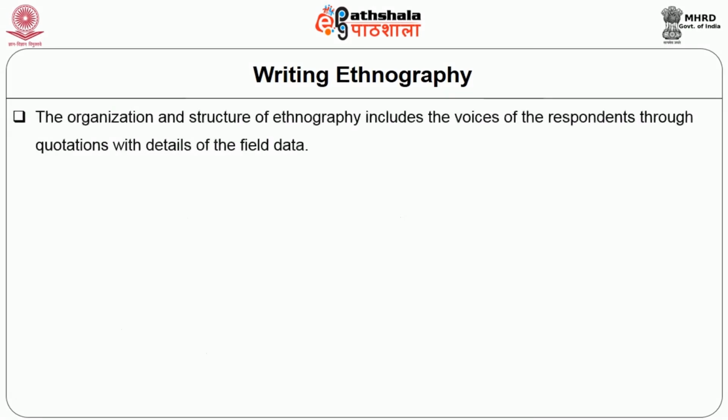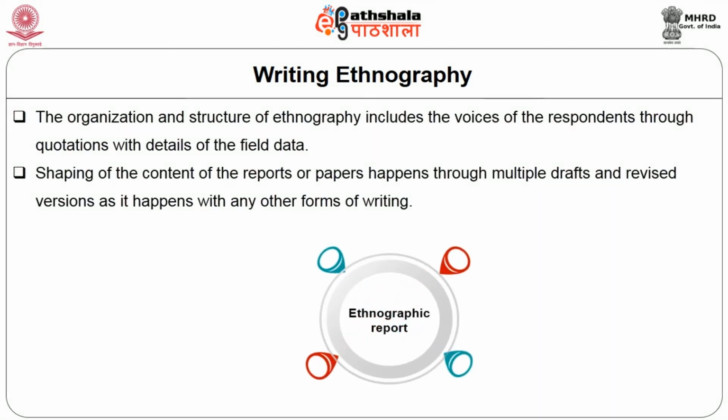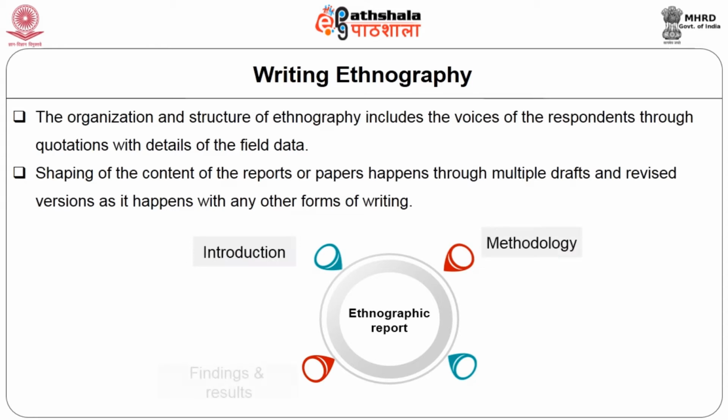The organization and structure of ethnography includes the voices of respondents through quotations with details of the field data. Shaping of the content of the reports or papers happens through multiple drafts, revised versions, as it happens with any other forms of writing. The structure of an ethnographic report can include an introduction, the methodology section, findings and results with analytical categories that are used in the report, and a conclusion.